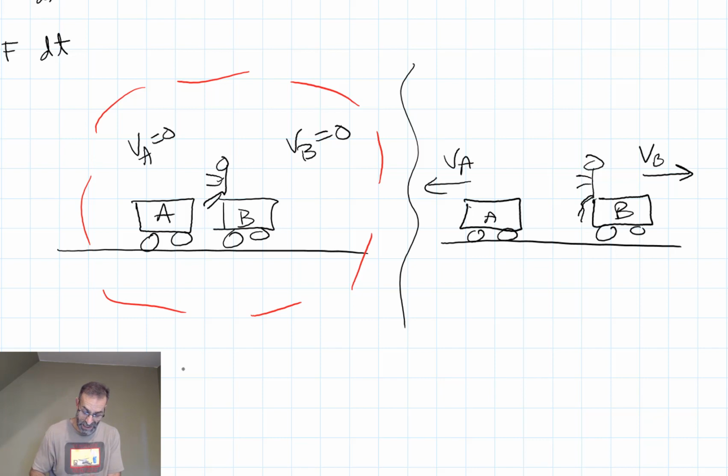In the first case, our initial momentum was 0 because nothing's moving. That means that at the end, our final momentum also has to be 0. And now, if we knew a little something about these carts, if we knew the masses of the carts and the person, and maybe one of the velocities, then we could solve for the other one.